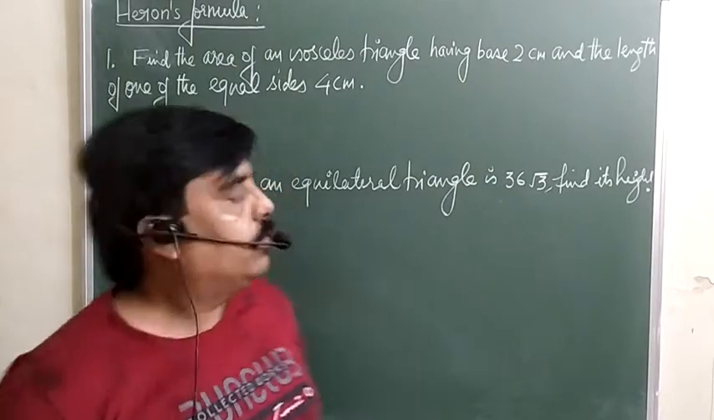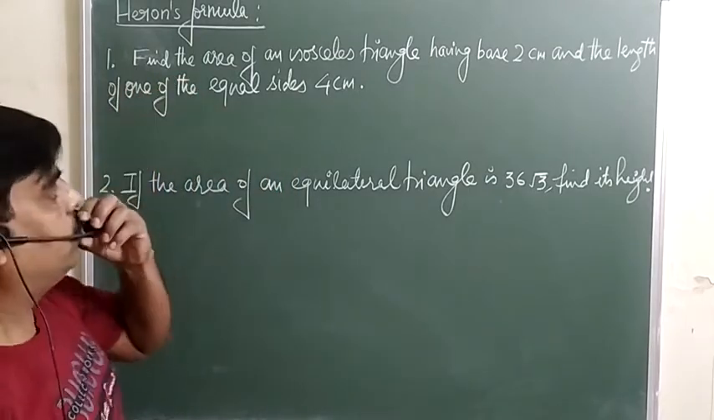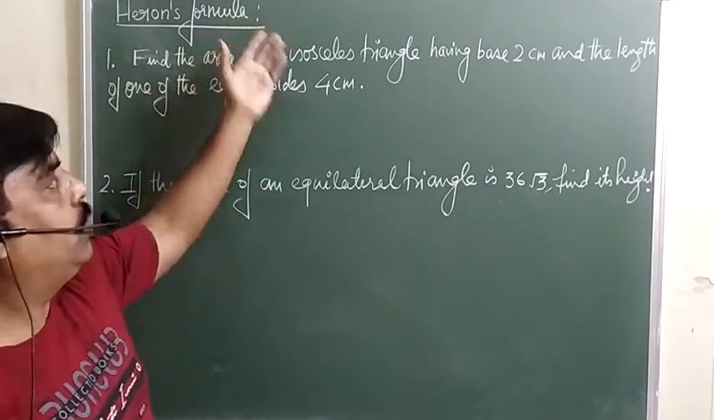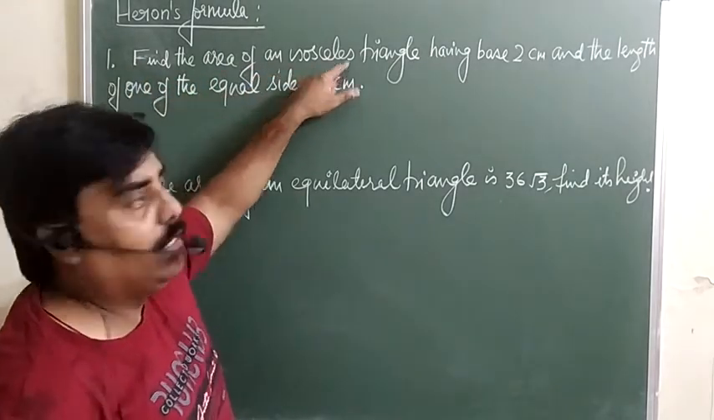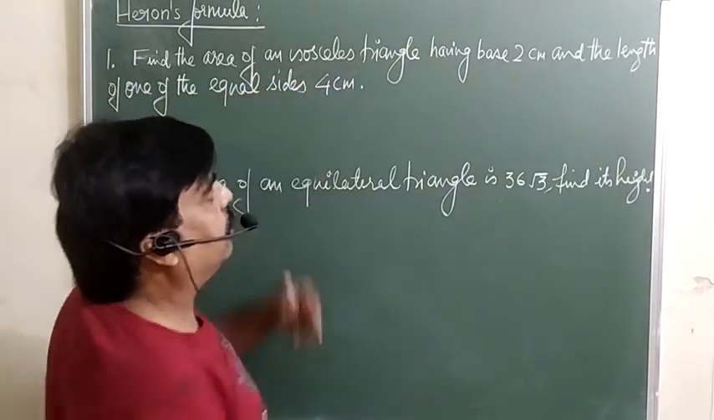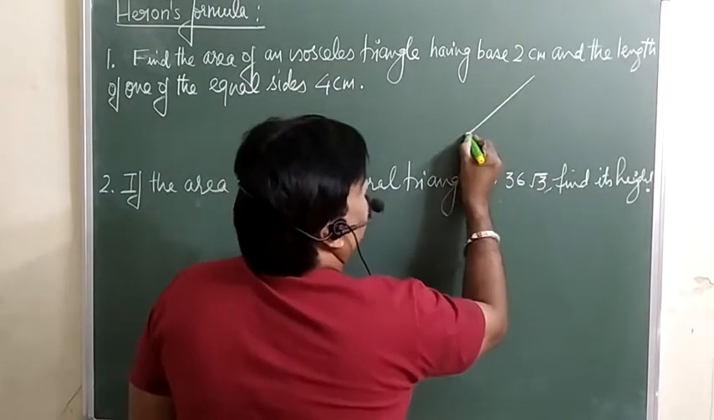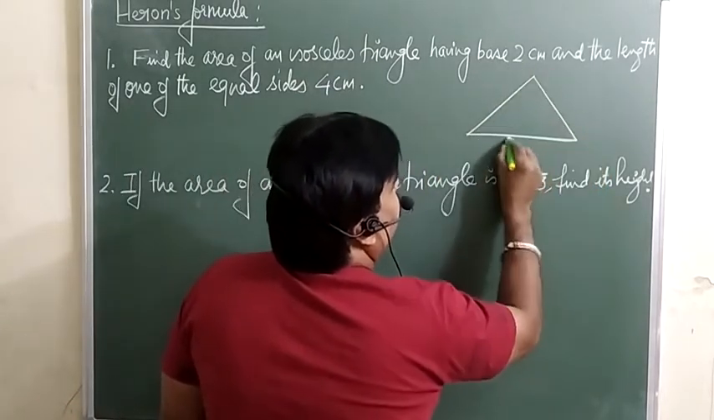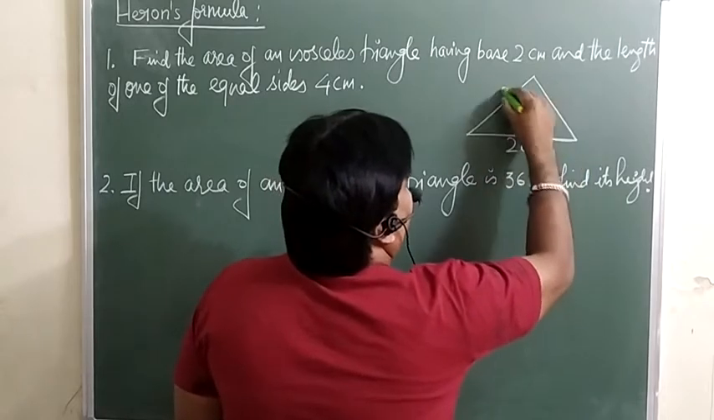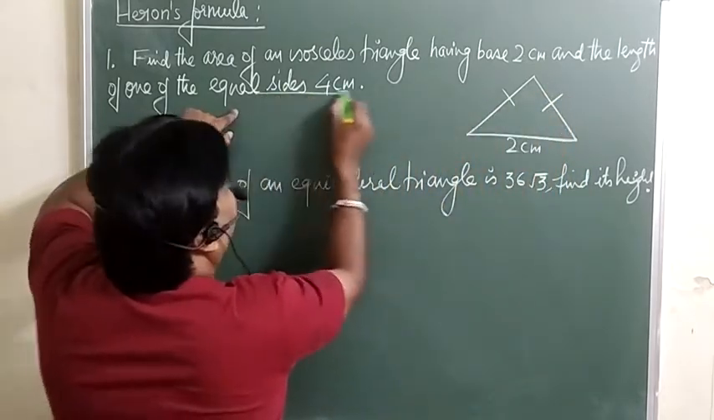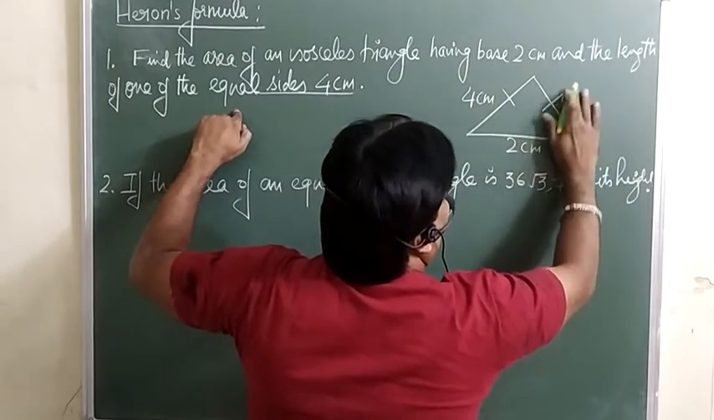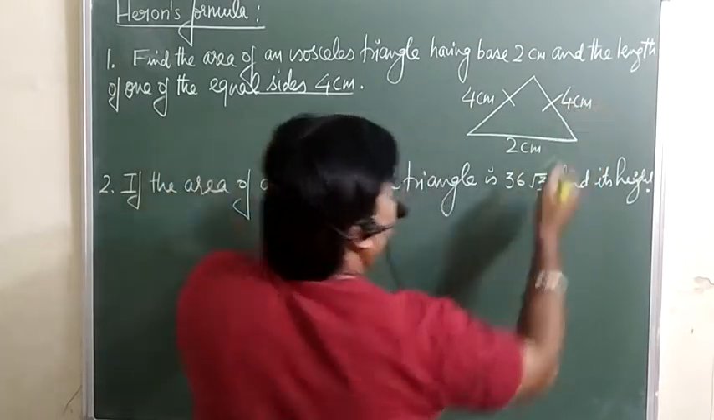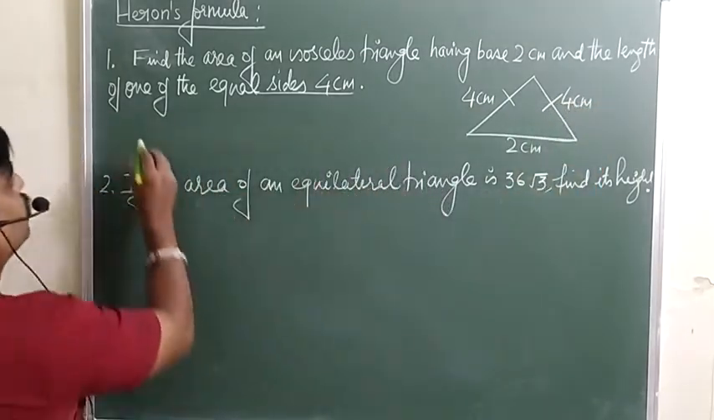Hello everybody. Now a few more questions we are going to discuss based on Heron's formula. First, you have to find the area of an isosceles triangle. हमें isosceles triangle का area बताना है. Whose base is given 2 centimeter, and these two equal sides are given 4 centimeter. This is your 4 centimeter, 4 centimeter. So directly you can apply the formula of an isosceles triangle.